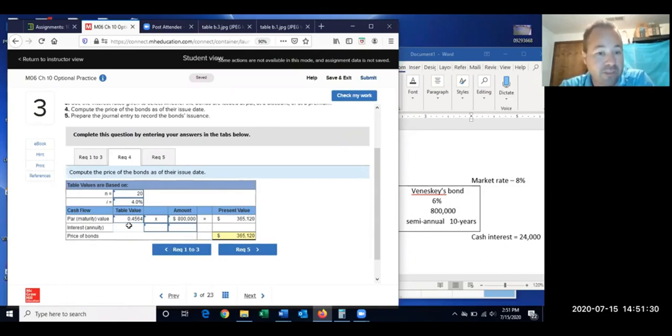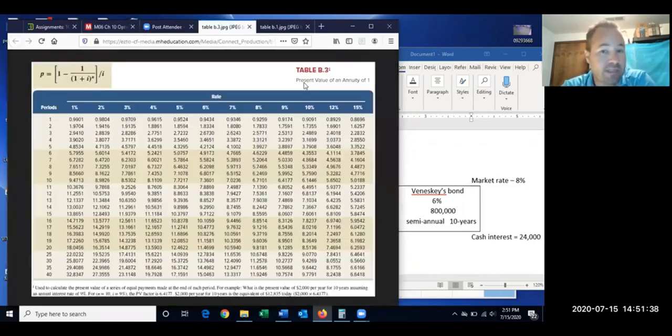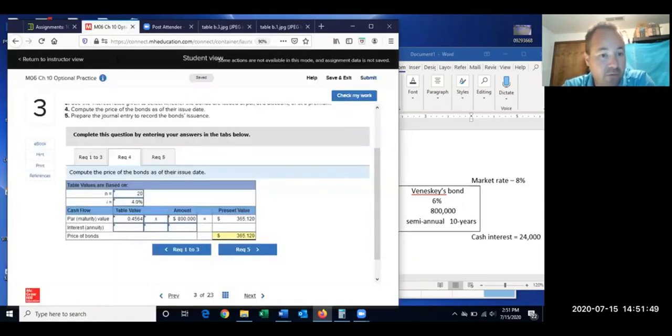Now we're ready for the interest. And interest is not just a one-time payment, it's an annuity. It's a payment schedule set up every 6 months. So we want to use the annuity table, present value of an annuity. Same N, 20, same I, 4, and that comes out to be 13.5903.